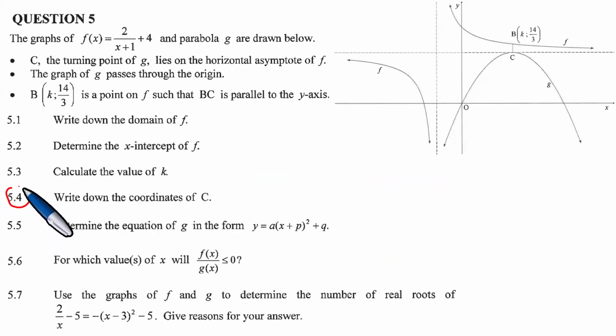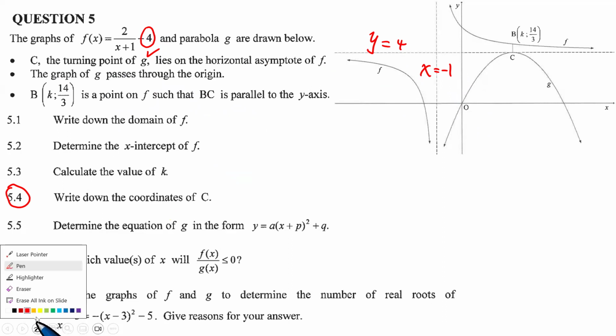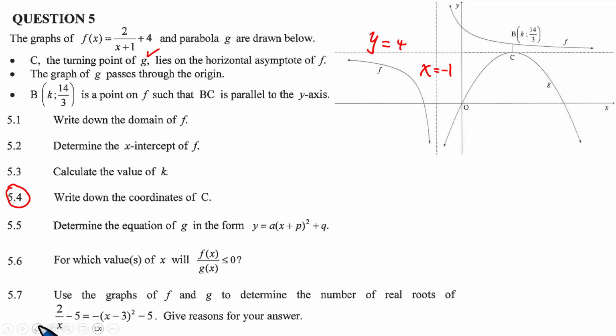To deal with 5.4 and find the coordinates of C, according to this information, C is the turning point of G. Also, you are told that C, the turning point of G, lies on the horizontal asymptote of F. The horizontal asymptote has the equation y equals 4, and the vertical asymptote has x equal to -1. You are able to determine the values of x and y, which are the coordinates of the point C.